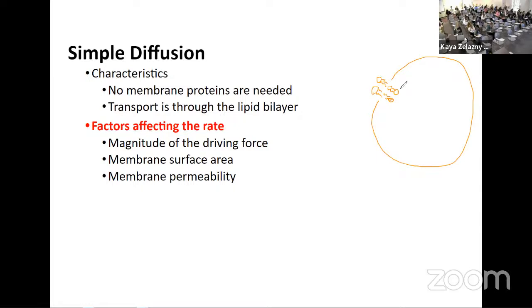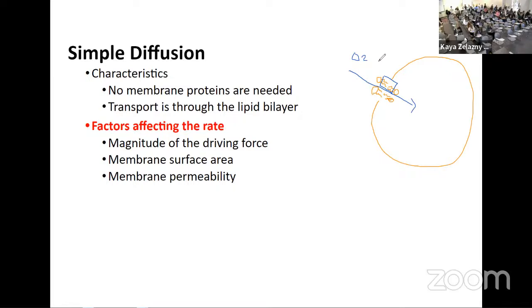So in simple diffusion, we don't need any membrane proteins to be present because we're going to be thinking about things that can just go straight through the lipid bilayer. So we're thinking about things that are small enough to squeeze between our phospholipids, and they're non-polar because they have to cross this non-polar region with these hydrophobic fatty acid tails. So this is going to be things like oxygen. Small non-polar gases are the most important thing that moves by simple diffusion, I would say.